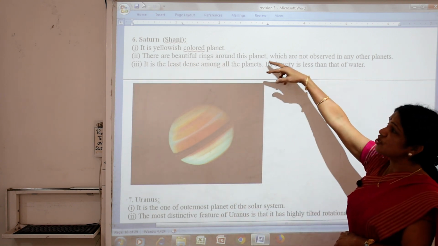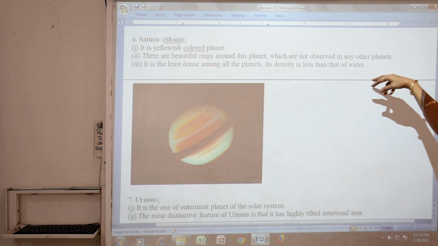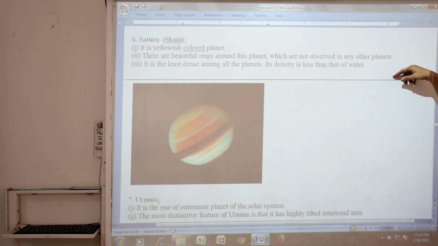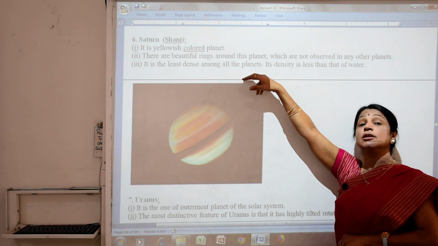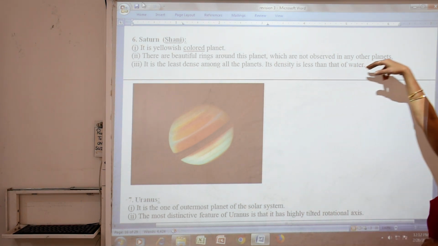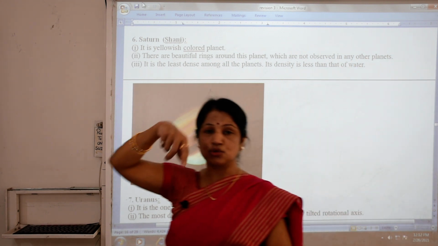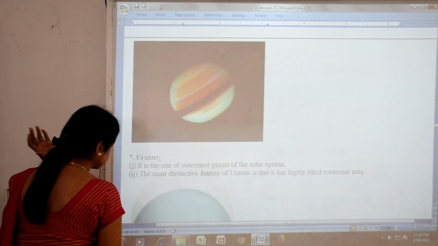It is a yellowish colored planet, and there are beautiful rings around this planet which are not observed in any other planet. It is the least dense of all the planets, and its density is less than that of water also. Now further we are proceeding towards Uranus.